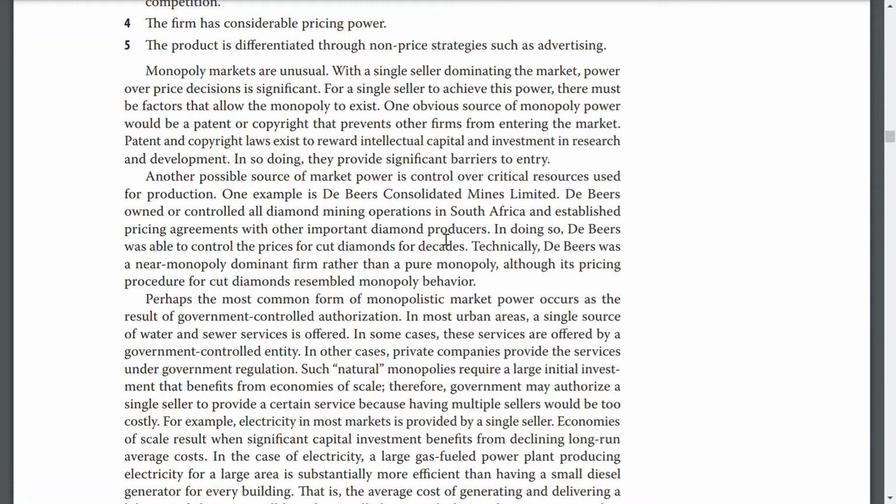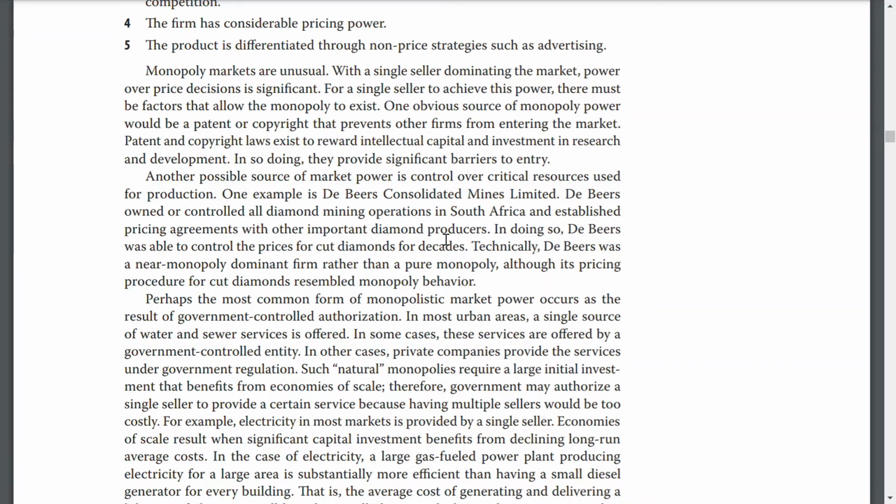Another possible source of market power is control over a critical resource used in production. For example, De Beers Consolidated Mines Limited. De Beers owned or controlled all diamond mining operations in South Africa and established pricing agreements with other important diamond producers. In doing so, De Beers was able to control the price for cut diamonds for decades. Technically, De Beers was a near-monopoly dominant firm rather than a pure monopoly, although its pricing procedures for cut diamonds resembled monopoly behavior.